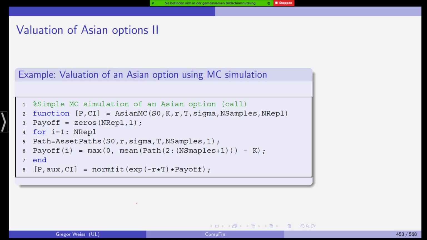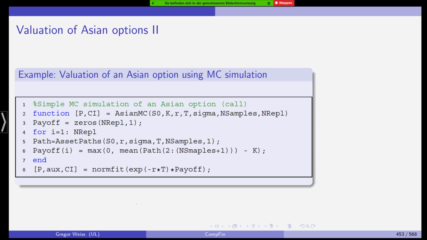Very, very simple. Again, we start by defining this function and calling it Asian MC. The input parameters are the current stock price, strike, interest rate, maturity, volatility, n samples, n REPL, and the number of replications. And then we initialize payoff using zeros.